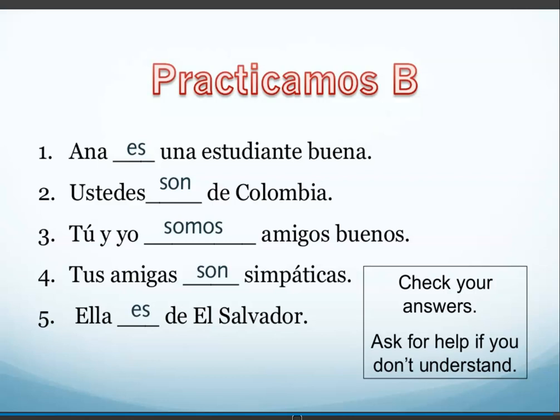Tú y yo somos amigos buenos. You and I, we are good friends. Tus amigos son simpáticas. Your friends are nice. And ella es de El Salvador. She is from El Salvador.